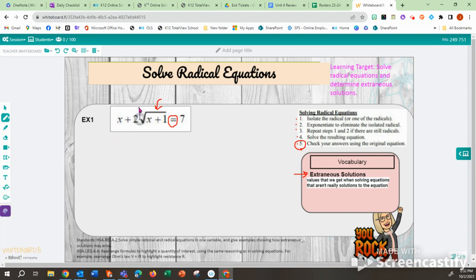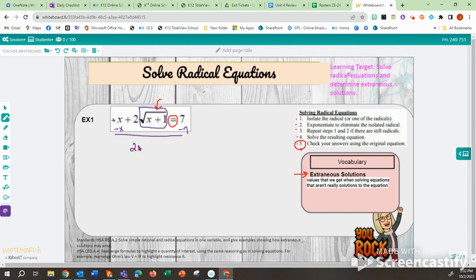We want to isolate our radical. So I was always taught to put a box around my radical. I want to get this radical all by itself. So that means I have to get rid of the x and the plus 2. The plus 2 is actually being multiplied times my radical. So it's not going to be the first thing I move. It's going to be this positive x. So I'm going to subtract x from both sides.